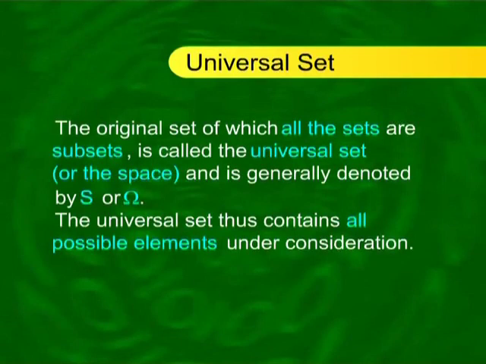A very important concept is that of the universal set. That set of which all other sets are subsets is called the universal set. As you now see on the screen, it is the set which contains all possible elements under consideration. It is also called the space, and it is denoted either by capital S or by capital omega.